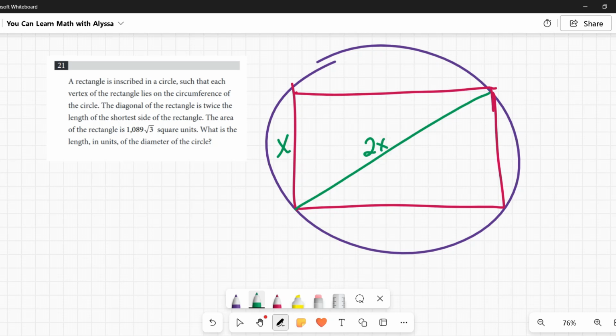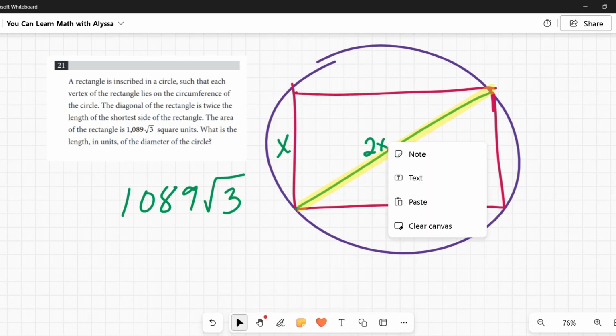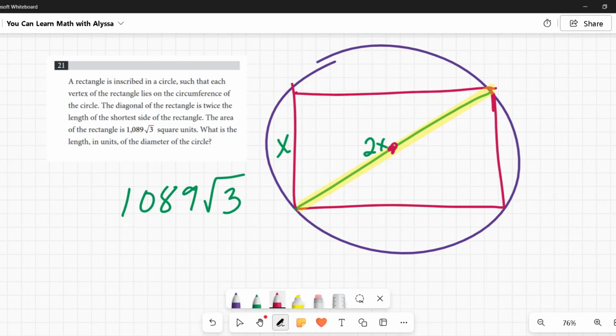The area of the rectangle is 1089 times the square root of 3 square units. What is the length of the diameter of the circle? Okay, so the diameter of the circle is going to be this 2x. When the rectangle is inscribed in the circle, any diagonal of that rectangle is going to go through the center of the circle, so that is a diameter. So if I can solve for x, I'll solve my 2x and I'll have my diameter. That's the goal. All right, so what do I have going on with this circle?